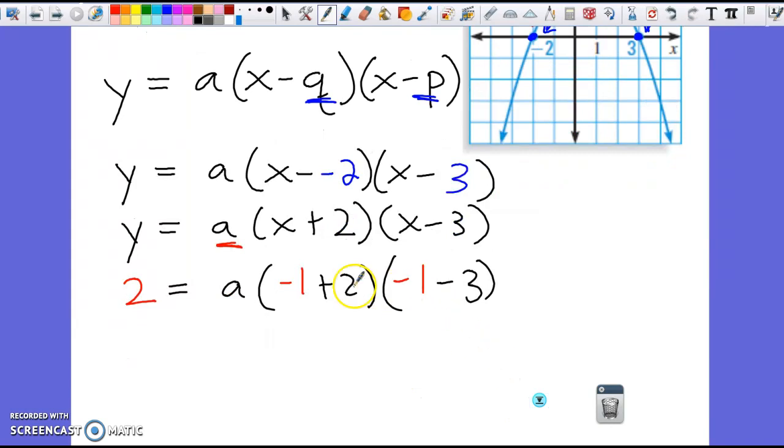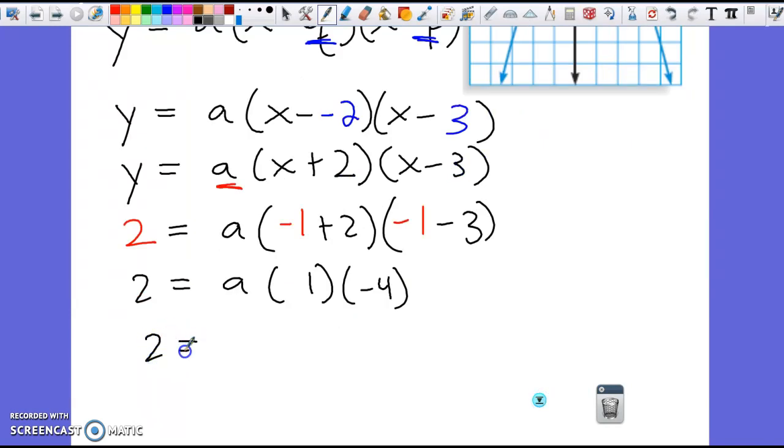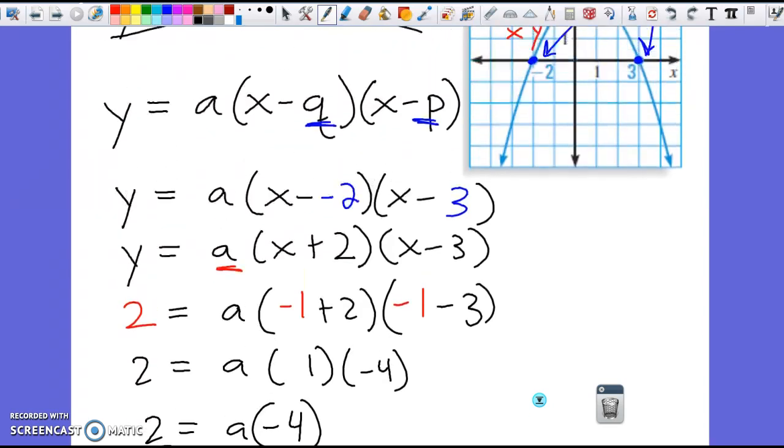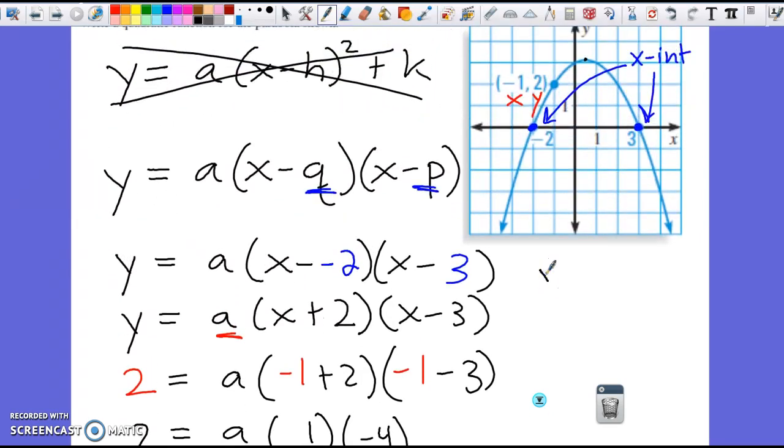Now the x and y values have been replaced with -1 and 2 respectively. So if 2 is a times what's -1 plus 2, that's 1. -1 minus 3 is -4. So then now I have 2 equals a times -4. Now I must divide by -4 to solve for a. So a is equal to -1/2. And so now I have enough information to write my equation. My equation then is y equals, I'm going to use blue to designate this as my final answer. Y equals -1/2 times x plus 2, x minus 3.